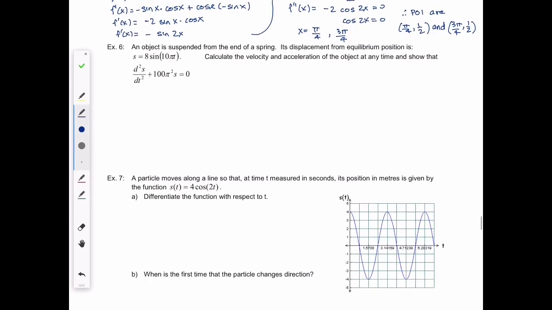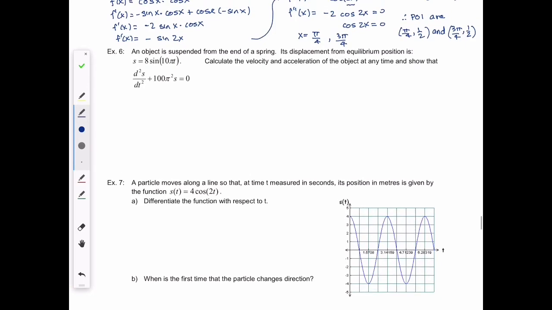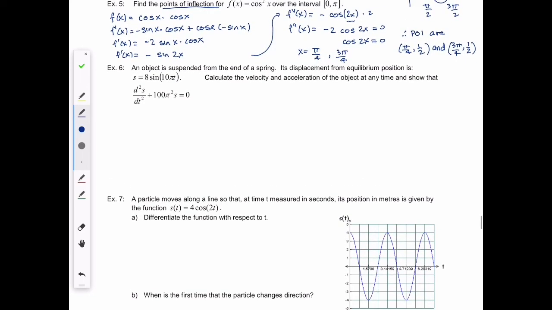For example 6, an object suspended from the end of a string, so that probably means it's bouncing up and down, whatever the case is. Its displacement from the equilibrium position is given by the s function. Calculate the velocity and acceleration of the object. All right.